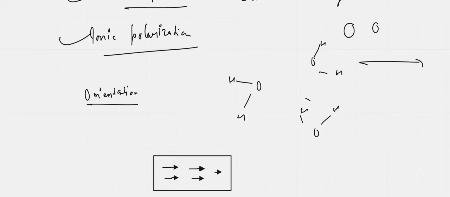One formula I was about to discuss, that is P. How much polarization is going to happen? It is basically the total dipole moment divided by volume.